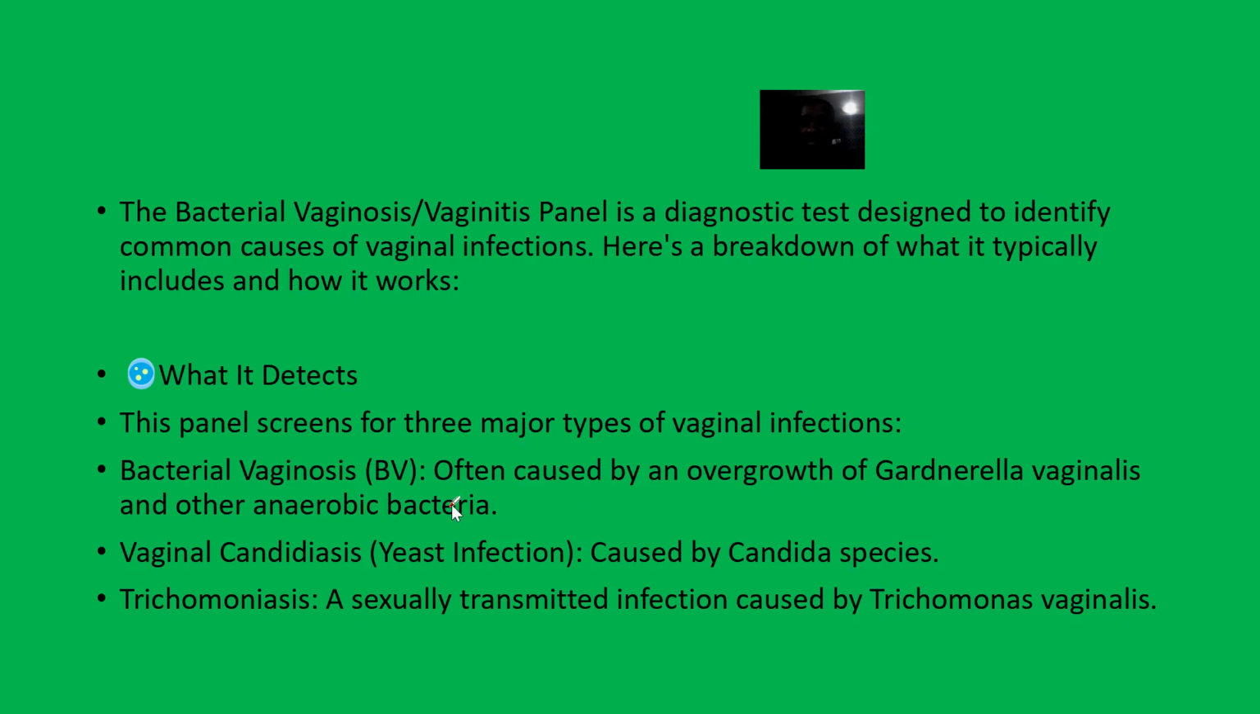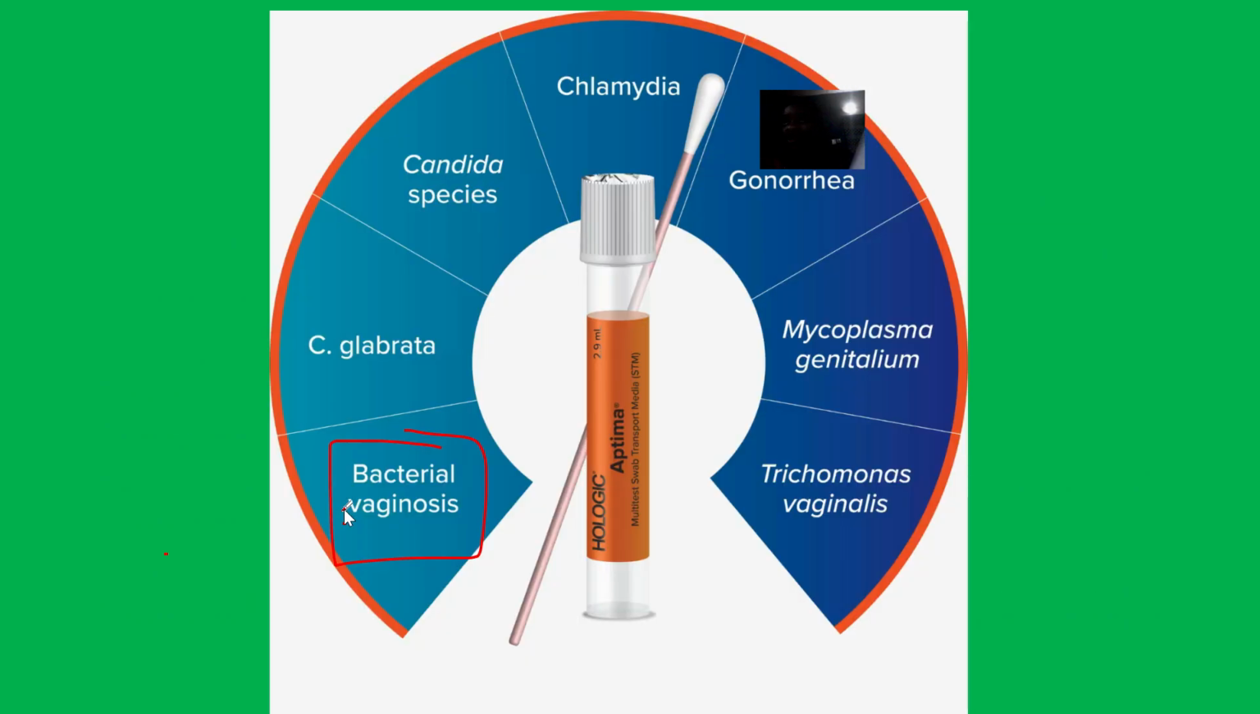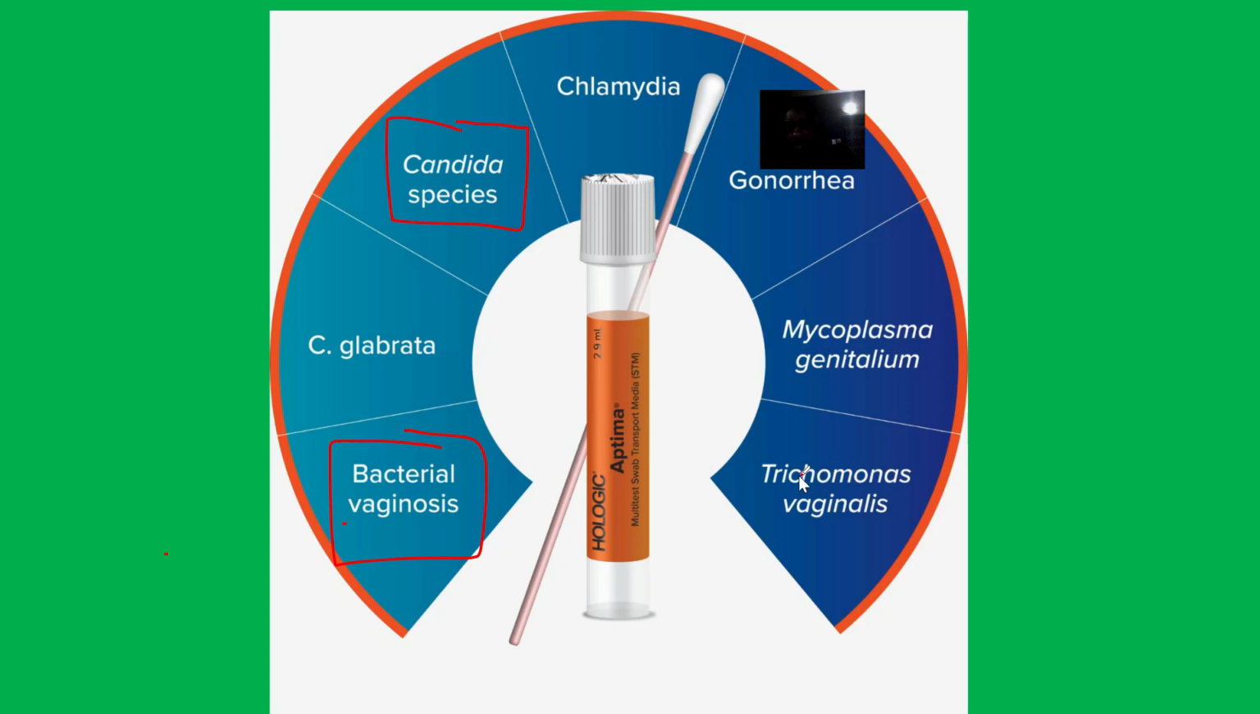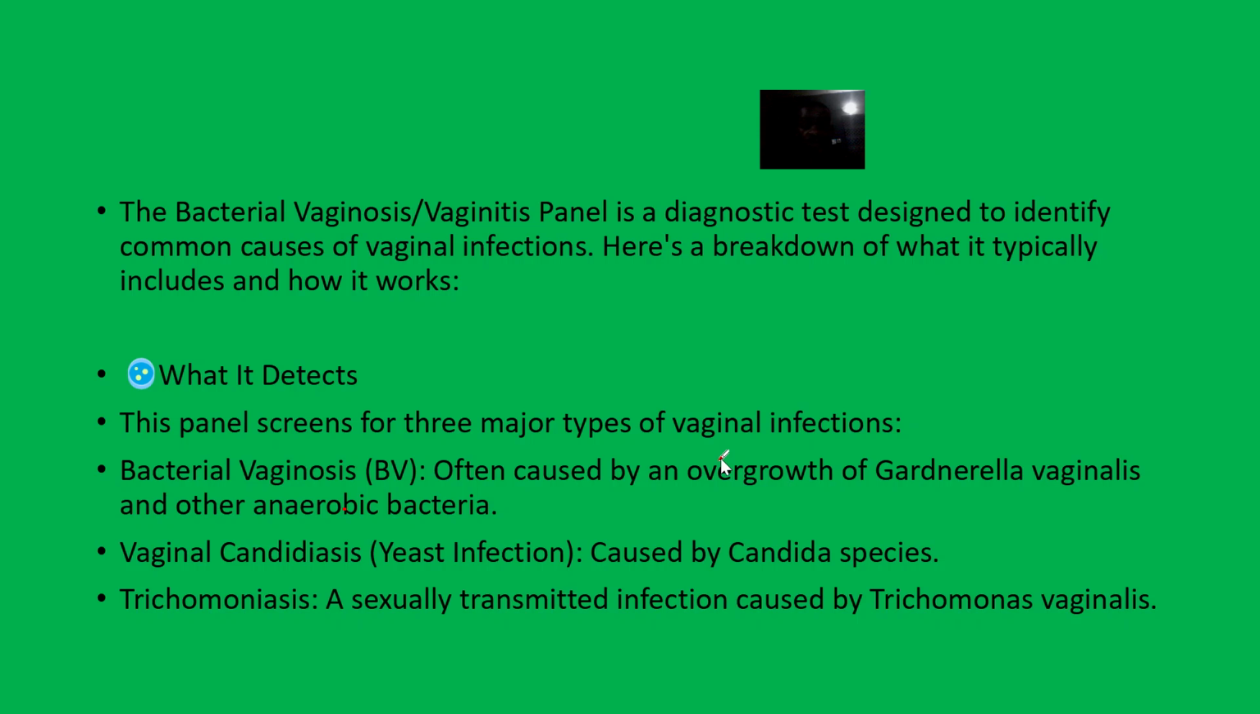So for vaginal candidiasis, you are now looking at Candida albicans and Candida glabrata or something, okay, that usually causes candidiasis, that's yeast infection of the vagina, okay? So you can as well have it there under the Candida species. Then trichomoniasis, of course, you are talking about Trichomonas vaginalis, which causes trichomoniasis. So the bacterial vaginosis and vaginitis panel is like a diagnostic tool. It will help to identify what actually causes it, okay?